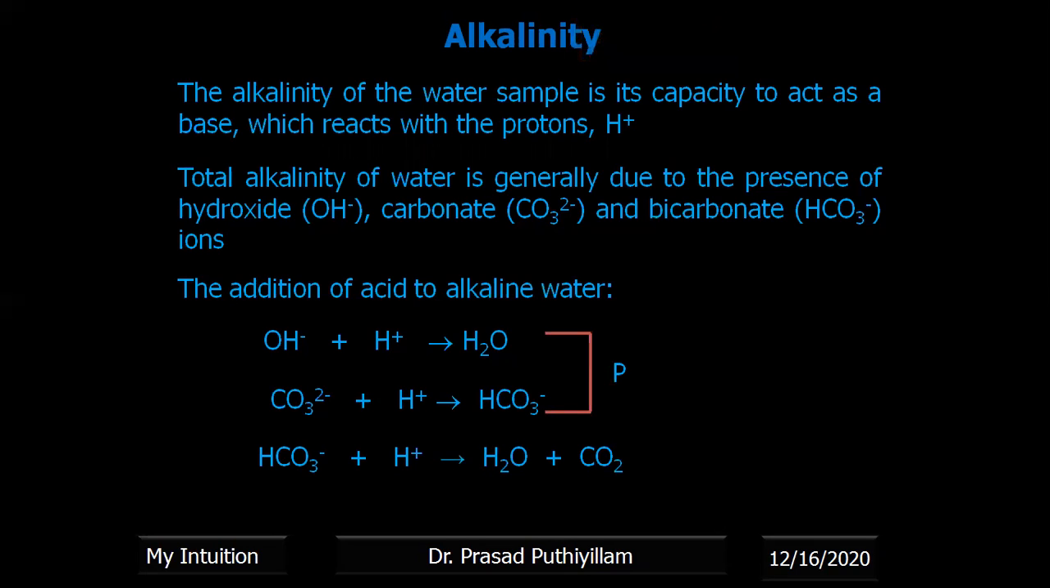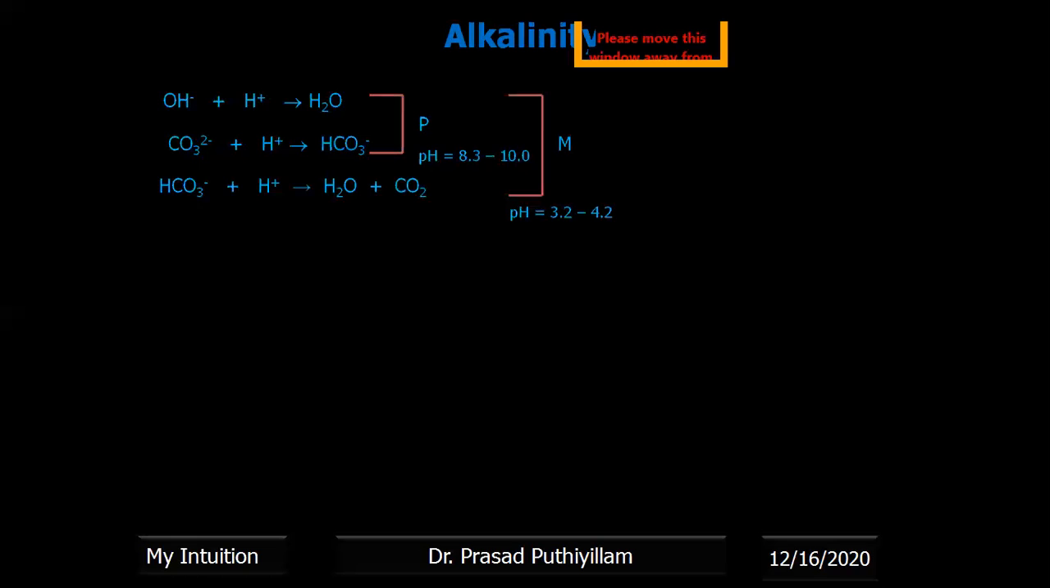Therefore, these first two reactions can be easily estimated with an acid with the help of a phenolphthalein indicator. P represents the phenolphthalein indicator, whereas all three reactions can be determined by using methyl orange as indicator. The phenolphthalein works in a pH range of 8.3 to 10, and methyl orange works in a pH range of 3.2 to 4.2.